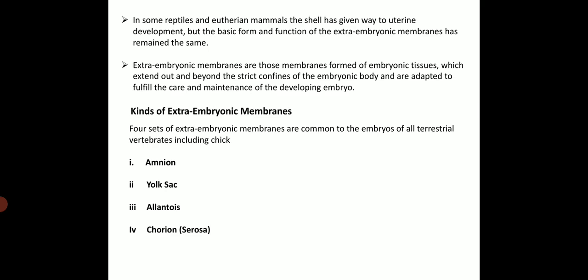Extra-embryonic membranes are those membranes which are formed of embryonic tissues which extend out and beyond the strict confines of the embryonic body, and they are adapted to fulfill the care and maintenance of the developing embryo. So next, the kinds of extra-embryonic membranes. That means what are all the extra-embryonic membranes you find in the chick. First, the amnion, yolk sac, allantois, and chorion, or you can call it serosa. So there are four sets of extra-embryonic or fetal membranes present in the chick.